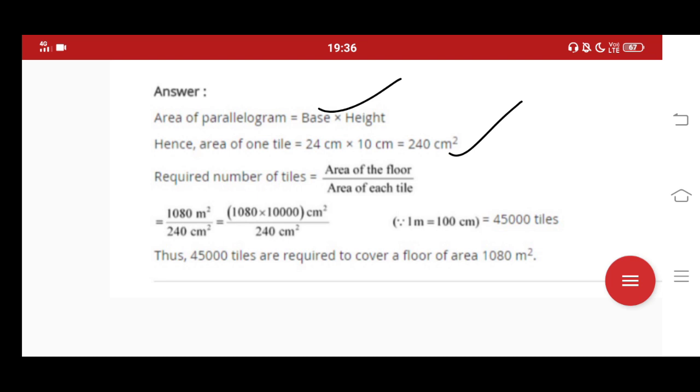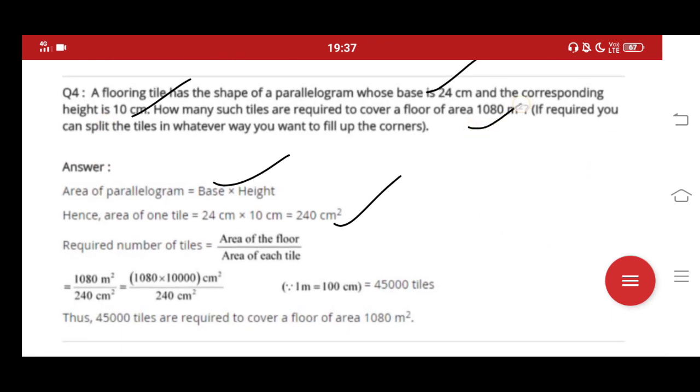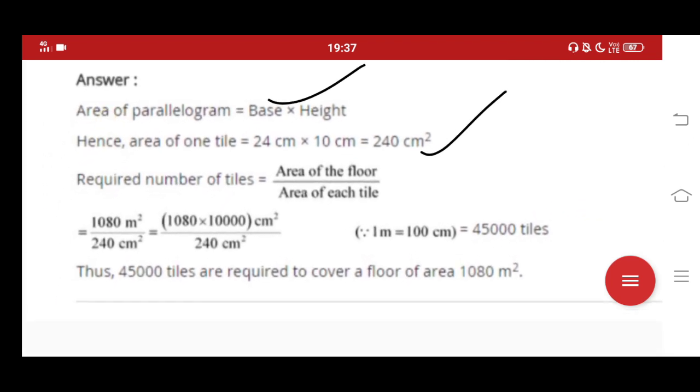But in the question, what is given? Okay. Now the next thing we have to see here: the area of the floor is given in meters square and the area of the tiles is given in centimeters square. So we cannot take both units in one question. Either we have to convert centimeter square into meter square, or we have to convert meter square into centimeter square. So see here, we are converting this meter square into centimeter square by multiplying it with 10,000.